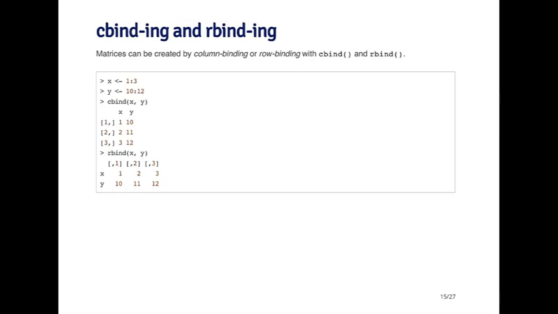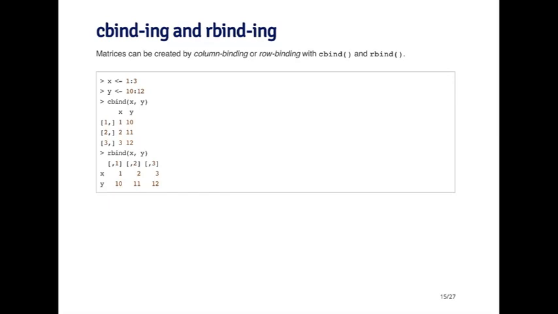Another way to create a matrix, and this is a common way, is by binding columns or binding rows. Column binding and row binding can be achieved by the functions cbind and rbind. For example, suppose I have the 2 objects, x, which is a sequence from 1 to 3, and y, which is a sequence from 10 to 12. If I cbind those 2 objects, then I'll get a matrix where the first column is 1 to 3, and the second column is 10 to 12. So this is kind of what you might expect would happen.